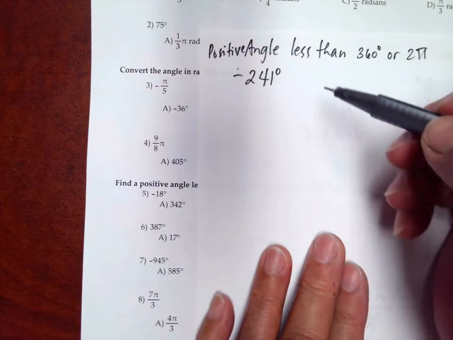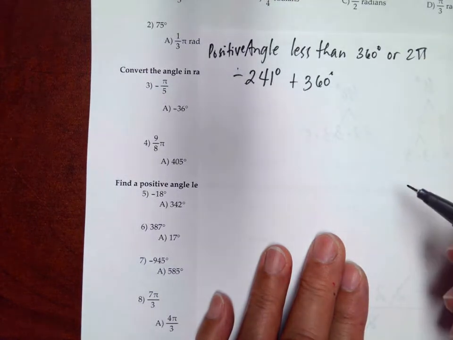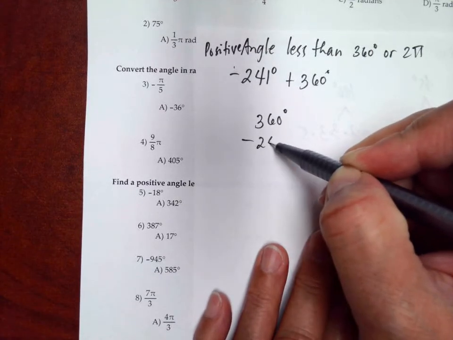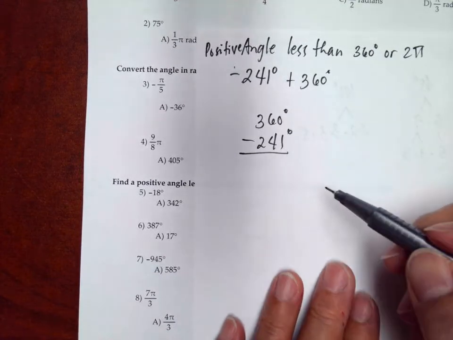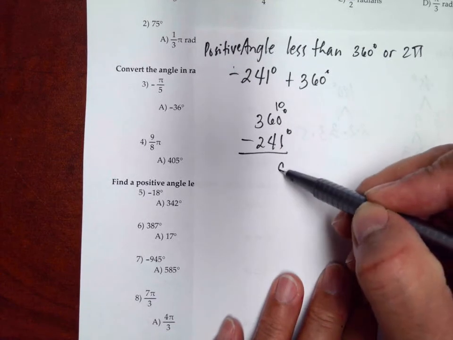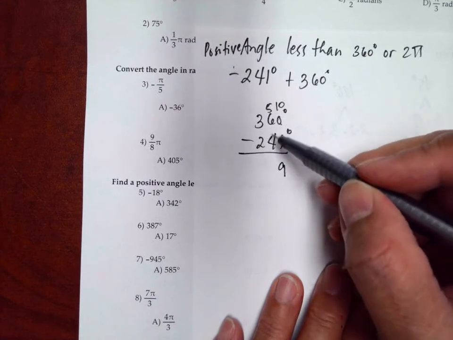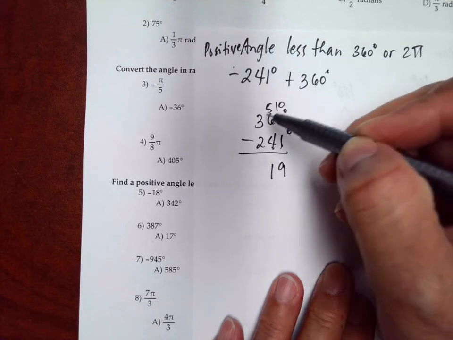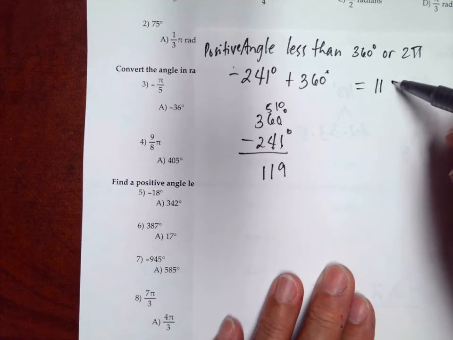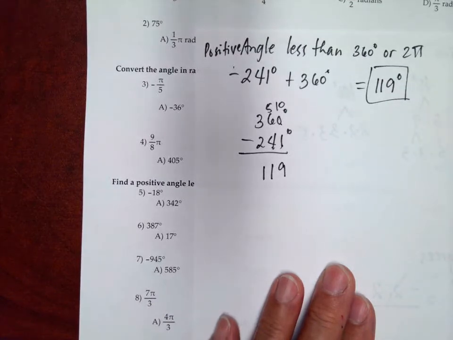If it is a negative, you will just add 360 degrees. So we have 360 minus 241. The negative should be always down. So we have 10 minus 1 is 9. And this turned to be 5 because we borrow 1. So 5 minus 4 is 1. Then 3 minus 2 is 1. So the answer is 119 degrees. So this is a positive angle less than 360.